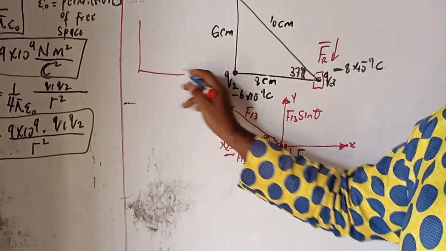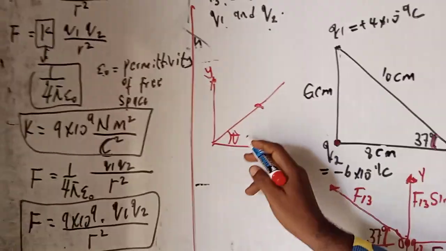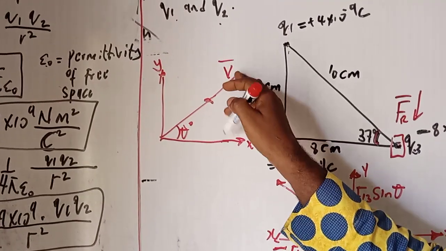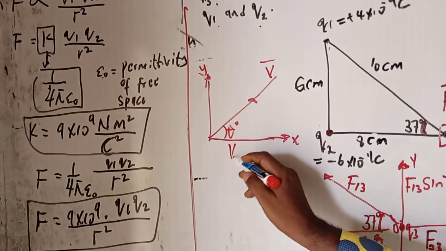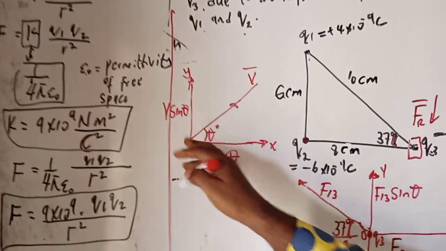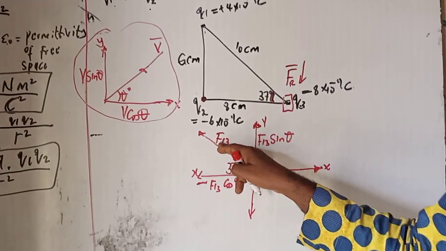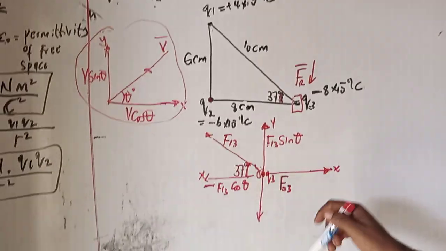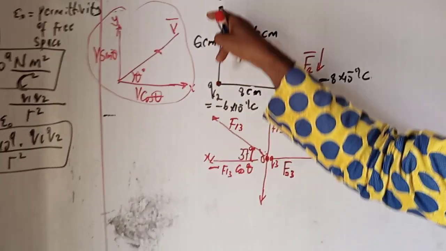Recall, if you want to resolve a vector along the vertical and horizontal components, let's say this is at angle theta degree and this is the x-axis, and you have vector v here. The magnitude of this vector v can be resolved along the x-axis as v cos theta, and along the y-axis as v sine theta. So that's the idea I used in determining the component of force F13 along the horizontal and the vertical axis.